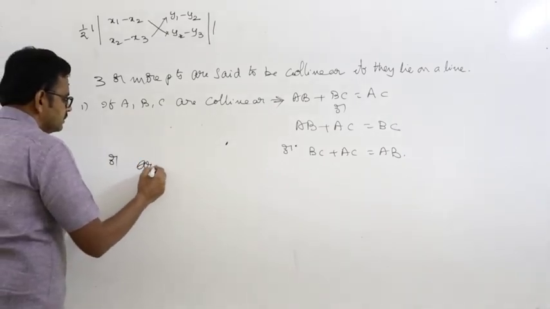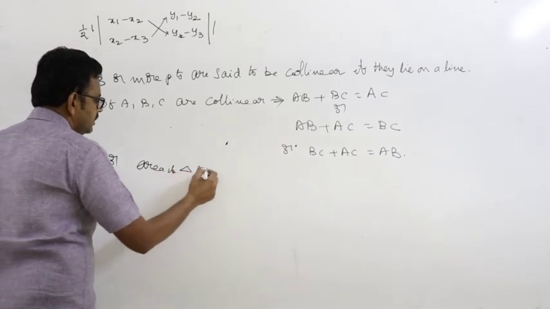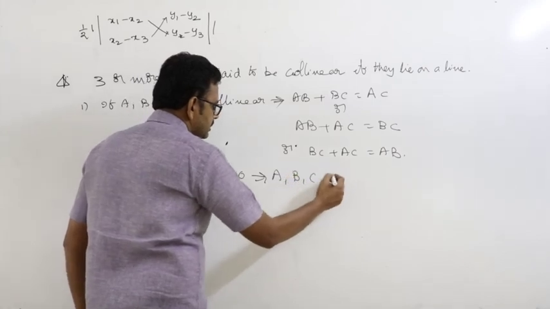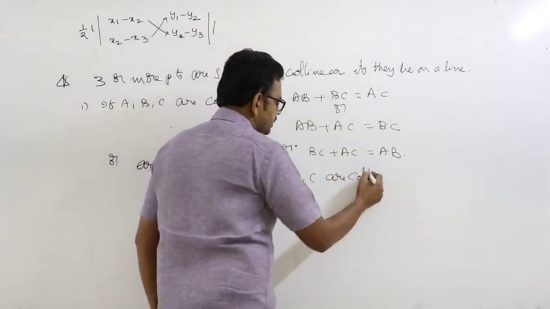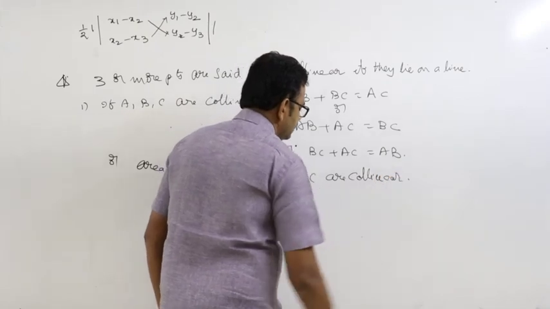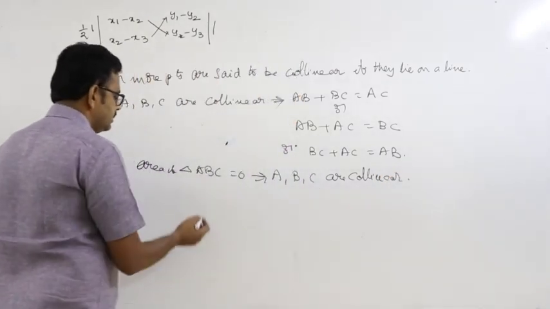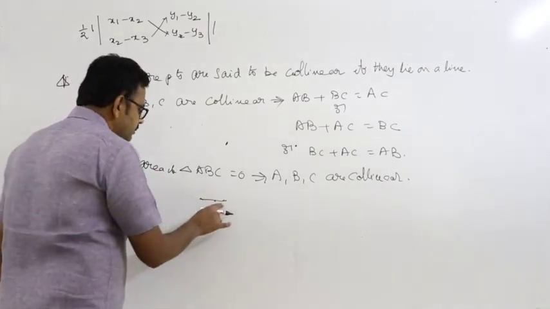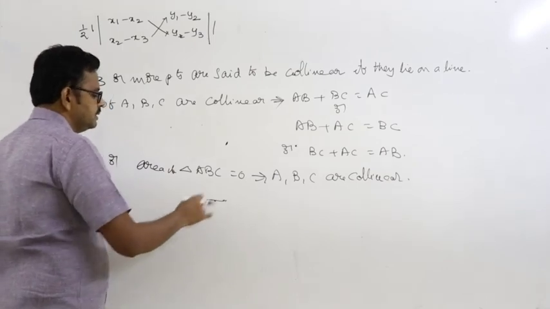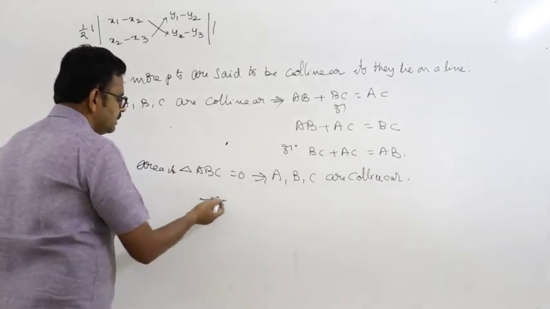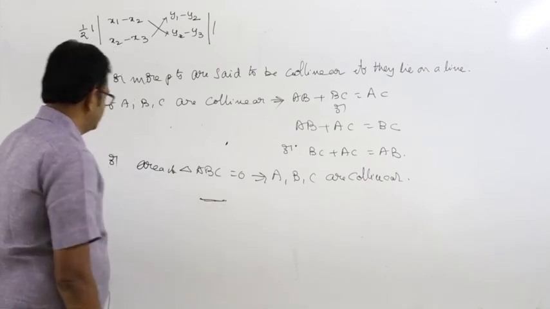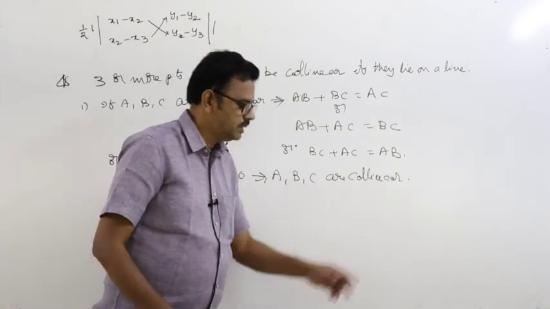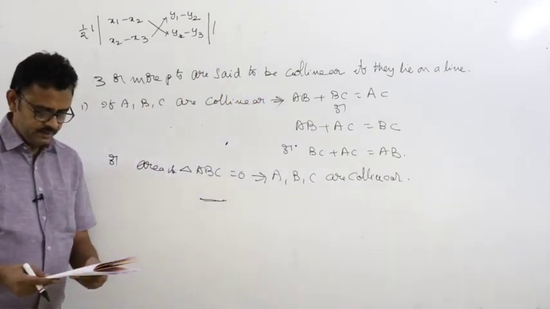Or, area of triangle ABC is equal to 0 implies A, B, C are collinear. Why is it 0? Three collinear points cannot form a triangle. So the area becomes nothing, that is 0. So if the area of triangle ABC equals 0, then the points A, B, C are said to be collinear.